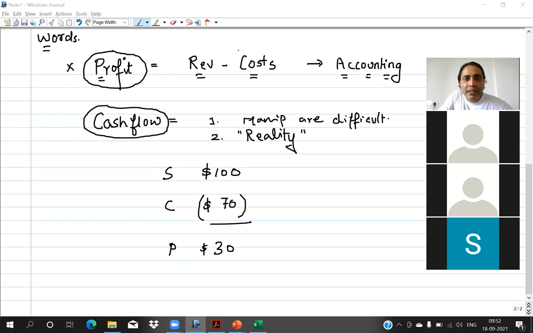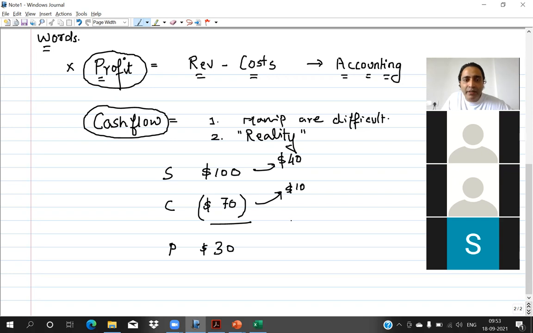Will you see exactly 30? Not always. यही तो मैं समझाने की कोशिश कर रहा हूँ. Not always. Why? Because maybe out of these $100, $40 are still outstanding. आउटस्टैंडिंग है, कस्टमर ने अभी तक पैसा दिया नहीं है, you have given him one month का credit period, तो $40 अभी तक आए नहीं है, $70 में से $10 you have not yet paid to the supplier, you have received some credit period.